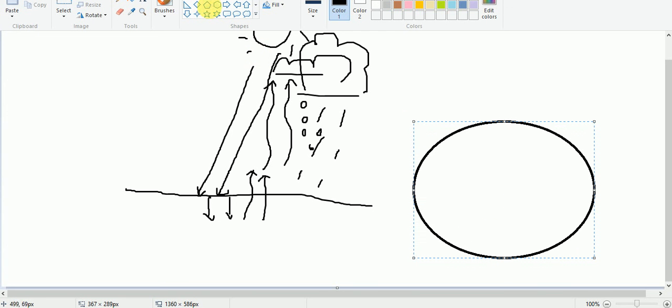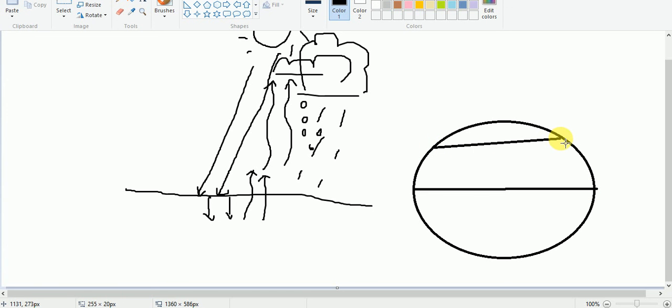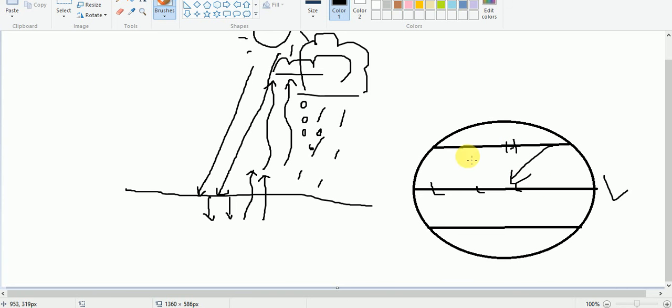You must remember the global wind belt. Here this is 30° north, this is 30° south, and here this is the equator. This is the equator, and here we have low pressure, and here we have high pressure. From here the northeast trade wind is blowing, and from here the southeast trade wind is blowing, and this zone where the northeast and the southeast trade winds converge is known as ITCZ.